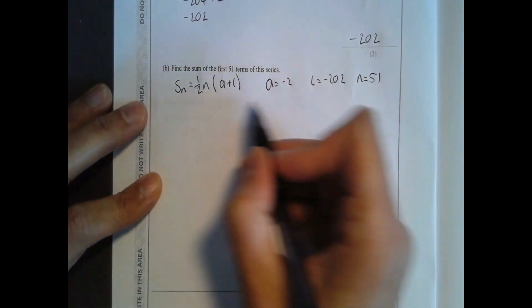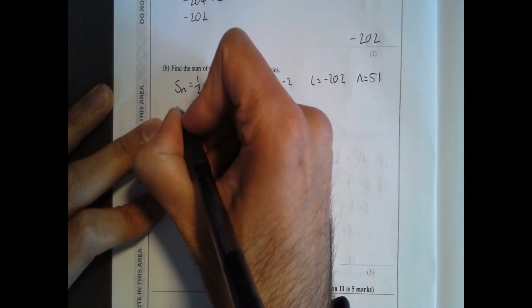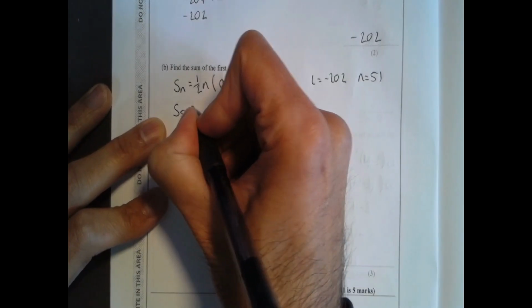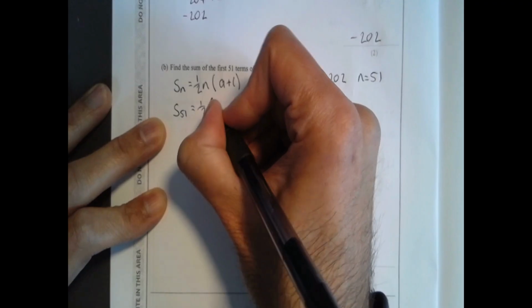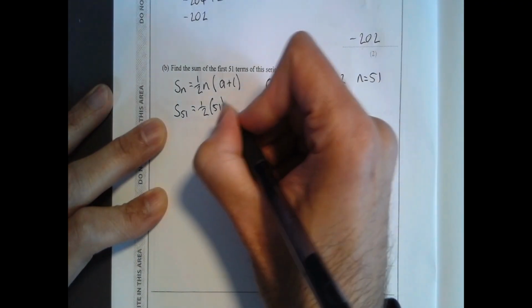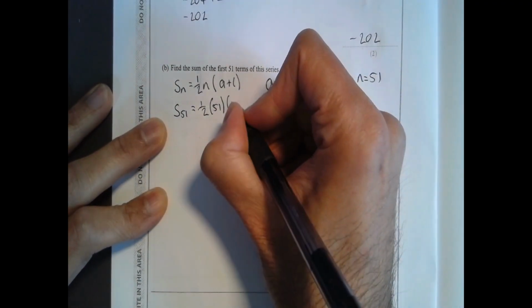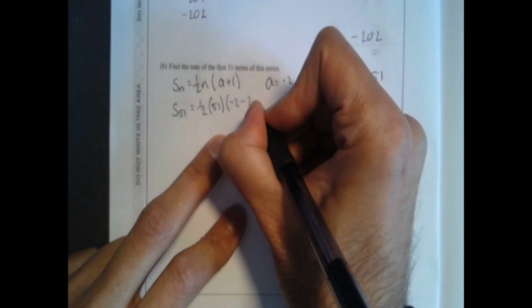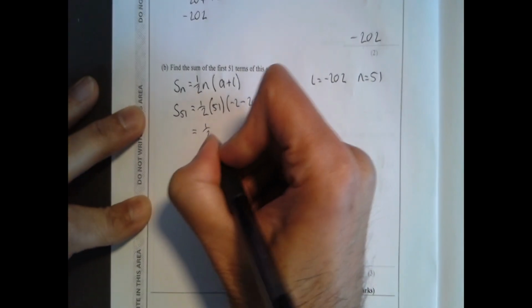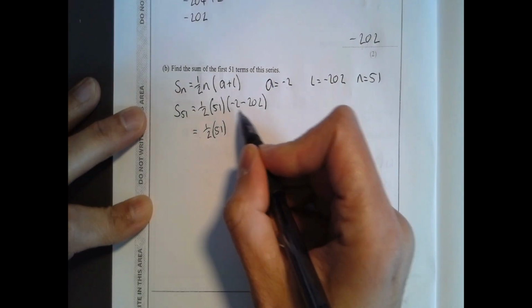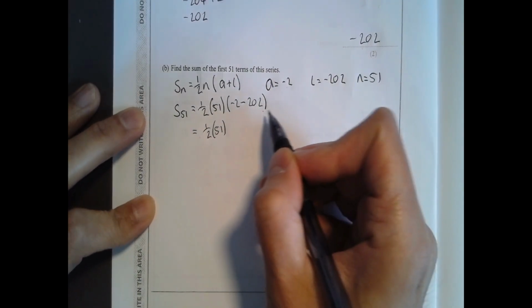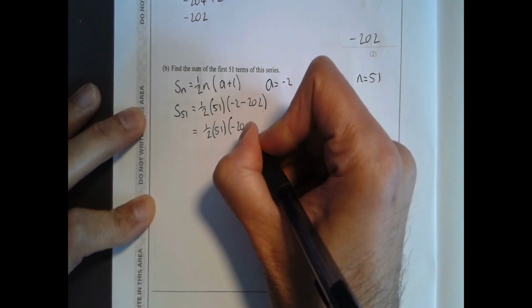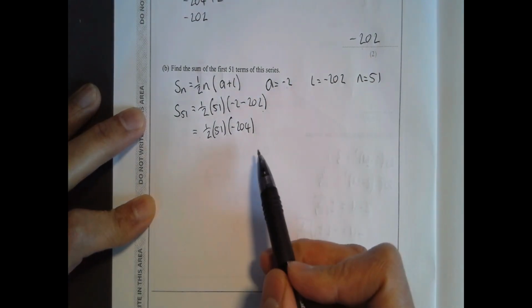So I'm now going to put all of that information into this formula. So the sum of the first 51 terms is going to be equal to a half of n, which is 51, times by a plus l. So that's going to be -2 plus -202. So that's the same as take away 202. Okay, I can simplify that because I've got a half of 51, and -2 take away 202 is going to be -204. Always take your time and just make sure that you've got those calculations correct.